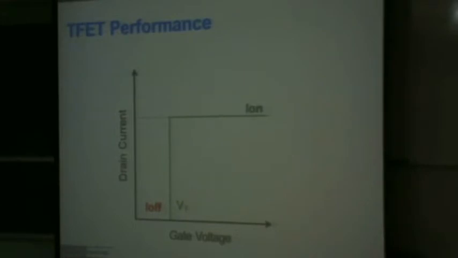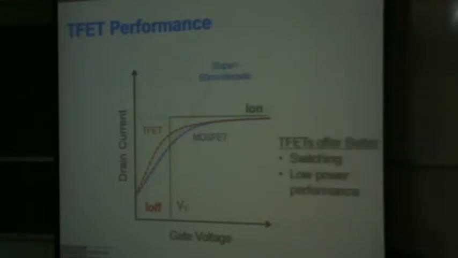So the standard MOSFET looks something like this. This slope, which is very important for switching and low power performance, is thermodynamically limited to 60 millivolts per decade in a MOSFET. The tunnel FET doesn't have this kind of limitation. You can get a sharper turn-on characteristic and more current at lower VT, and that gives you better switching and better low power performance. All right, these are the advantages of the tunnel FET.